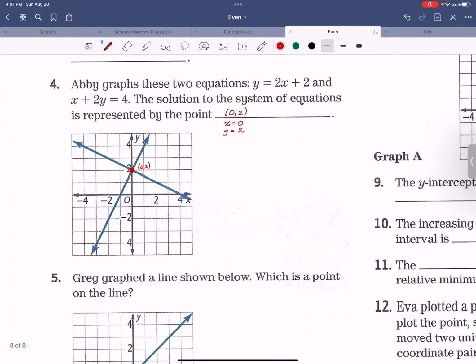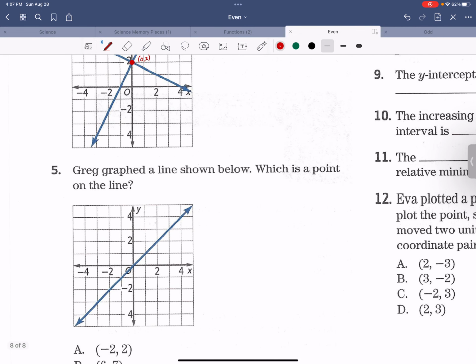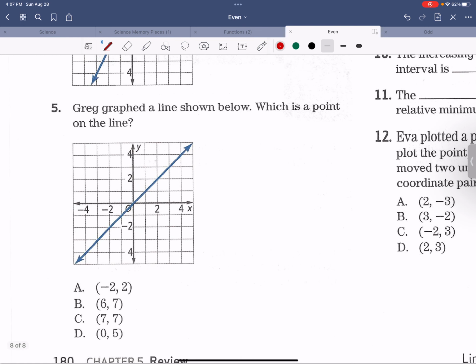Okay, I'm going to stop. Actually, let's go ahead and get number 5. It's pretty short. Greg graphed a line shown below, which is a point on the line. So let's just graph them and see. We have -2, +2. That would be right there. That's A. Then over 6.